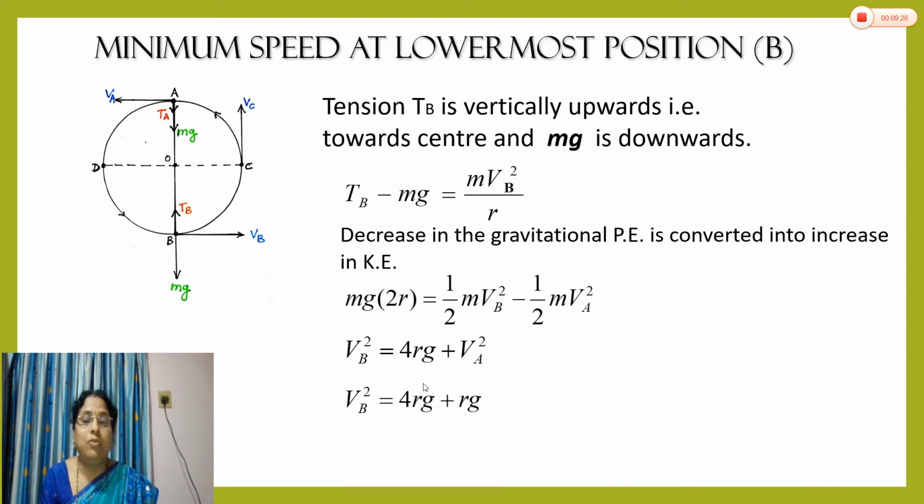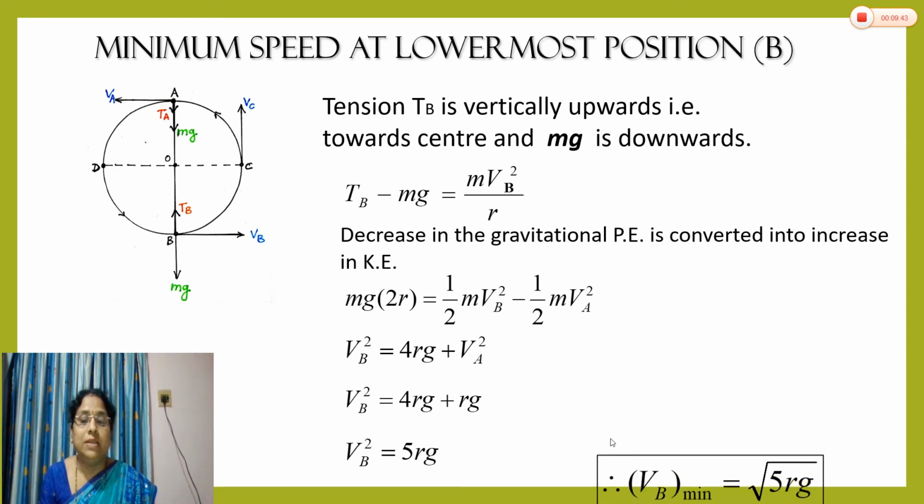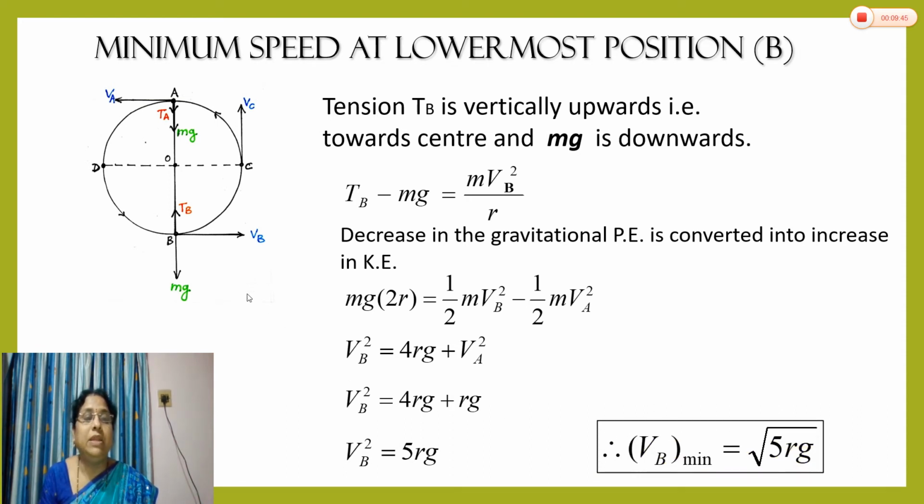Now we can put the value of VA here, that is VA is equal to under root rg as we saw earlier, and VA square is equal to rg, therefore we get VB square is equal to 4rg plus rg, and we can say that VB square is equal to 5rg. That is VB minimum, the minimum speed at this lowest point, is equal to under root of 5rg. Actually this velocity is maximum in vertical circular motion at this point B, and the velocity is minimum always at point A, but this is the minimum speed under root 5rg.